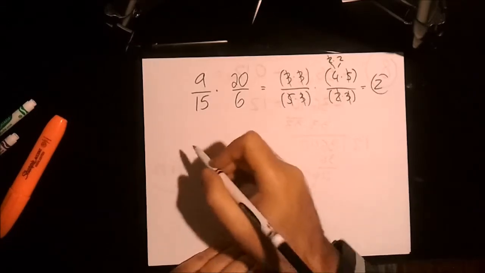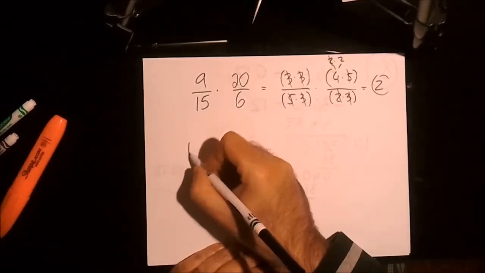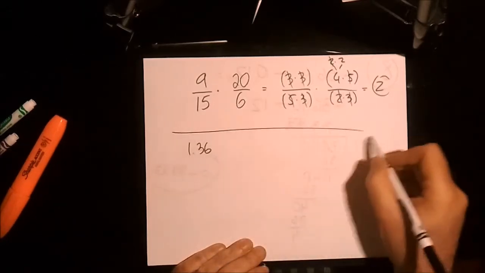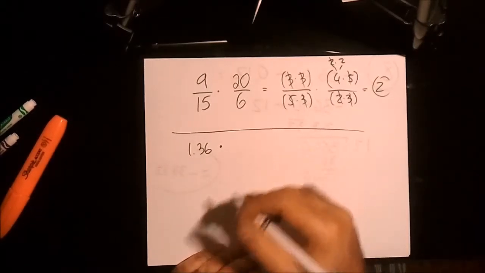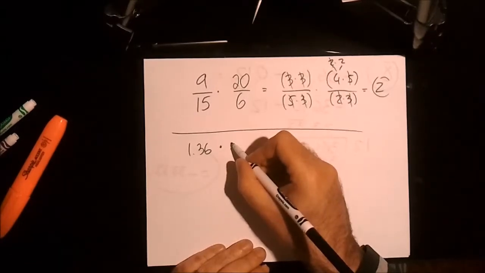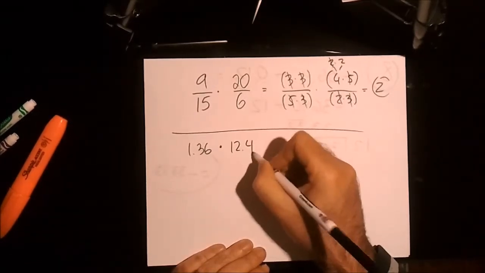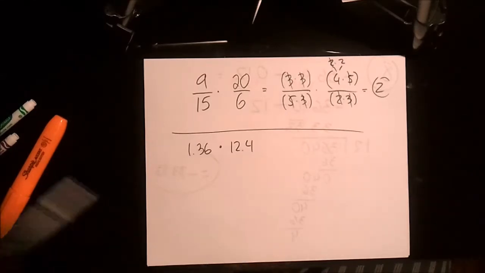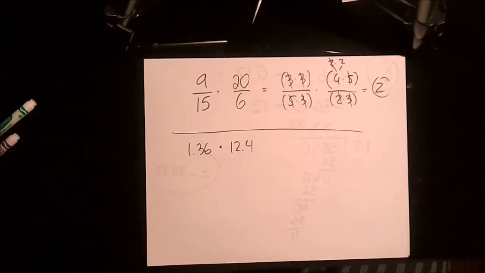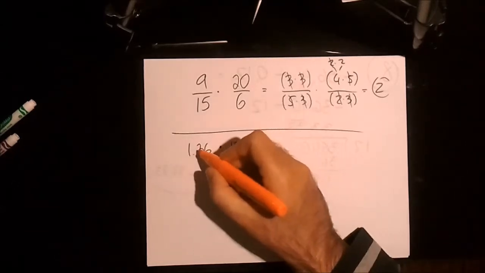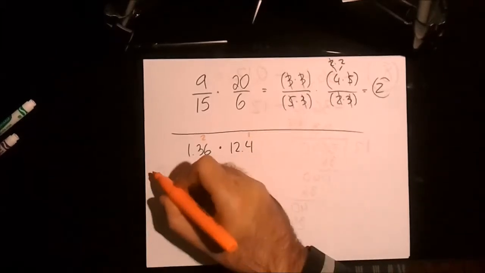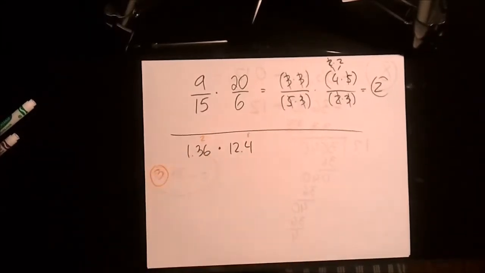Let's do one where it's a multiplication of decimal numbers. So let's multiply 1.36 times 12.4. When you multiply decimals, what you want to do first is figure out how many numbers you have after the decimal in the problem. Here I have 1, 2. Here I have 1. So in total I have 3 numbers after the decimal.